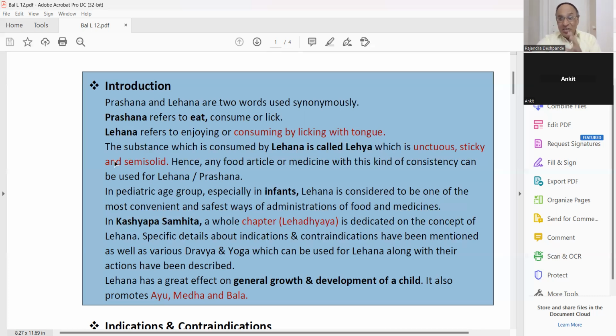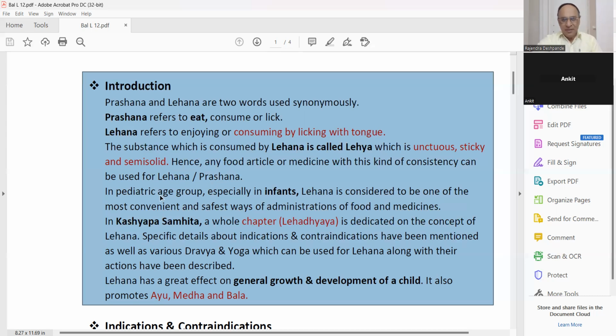Honey is a Lehana. शहद लेहन है, ठीक है? और सेमी सॉलिड होता है, लिक्विड भी नहीं और बिल्कुल सॉलिड जैसा भी नहीं होता. Hence, any food substances or any medicines which is having unctuous, which is little bit sticky, which is little bit semi-solid, can be used as Lehana or Prashana. So you can understand what I mean to say.